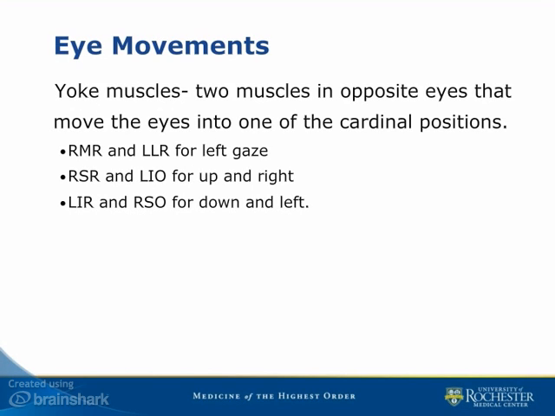Okay, so when we're discussing one eye, we'd have agonist and antagonist as two muscles working on one eye. We talk about binocular movements. Yoke muscles are two muscles in the opposite eyes. They move the eyes into one of the cardinal positions. So the right medial rectus and the left lateral rectus are yoke muscles for left gaze. The right superior rectus and left inferior oblique are yoke muscles for up and to the right. Left inferior rectus and right superior oblique are yoke muscles for down and to the left.